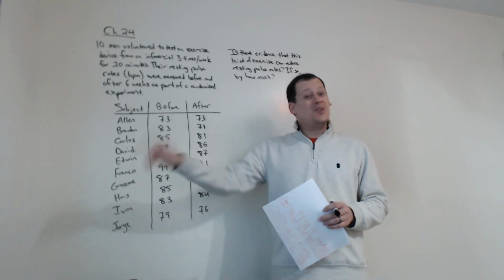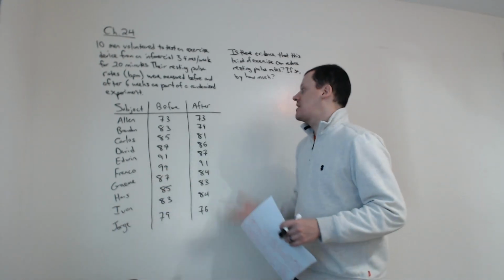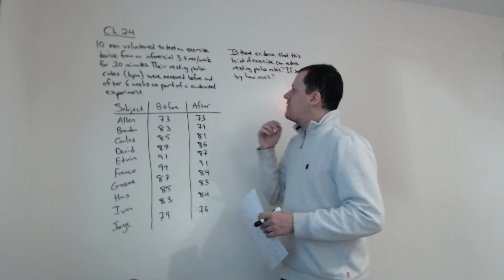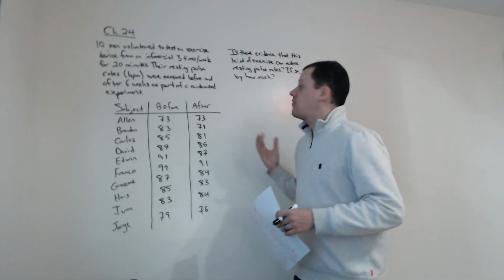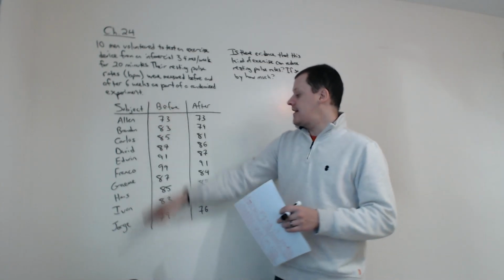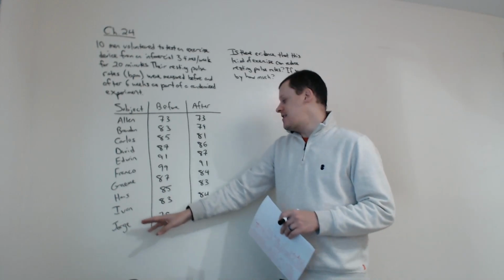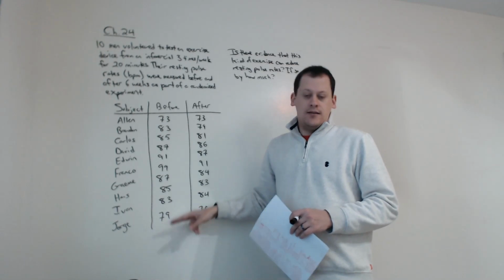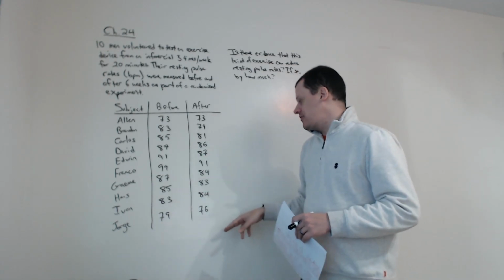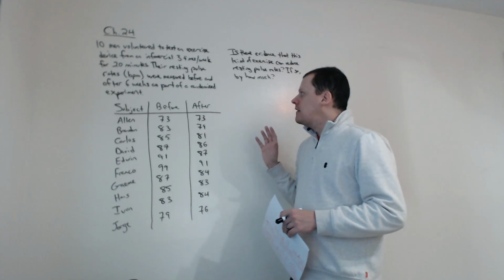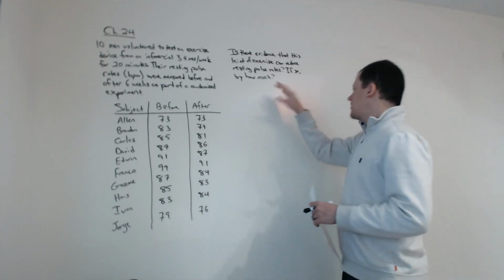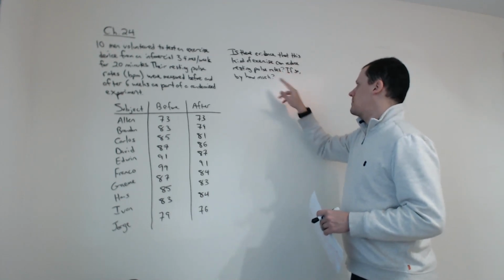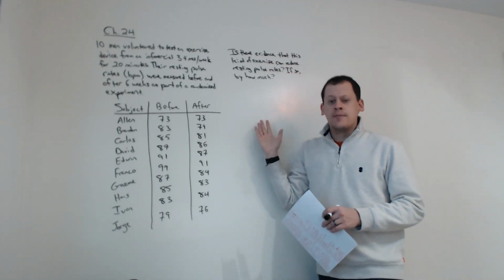So similar to what we talked about in the last chapter, it's a similar example with the same variable, resting pulse rates. They were measured before and after 6 weeks as part of a randomized experiment. So we've got 10 guys here with varyingly amazing names, and we've got their resting pulse rates before the 6 week exercise program and after. And I suppose, well, let's look at the question here. Is there evidence that this kind of exercise can reduce resting pulse rates? If so, by how much?